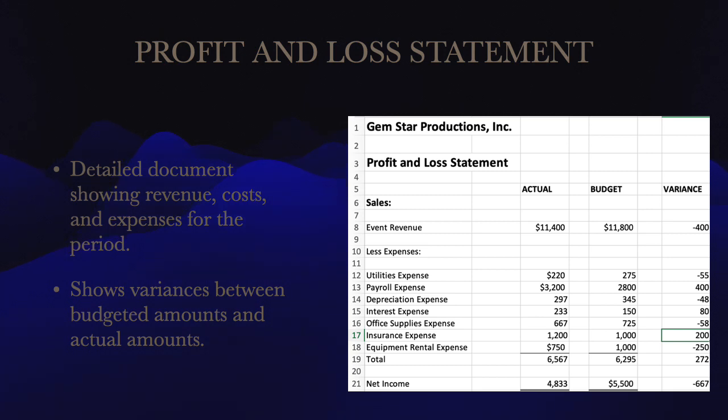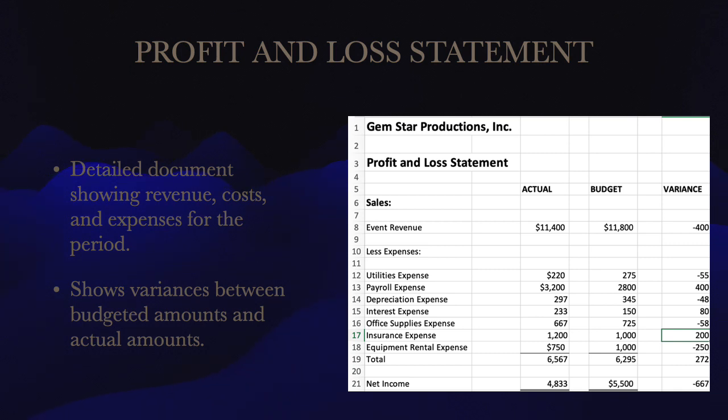Next, we have our payroll expense, or what we paid our employees for the event. Unfortunately, we needed to hire a few extra people to handle the amount of work we needed done, so we went over our budgeted amount of $2,800 by $400 and ended up spending a total of $3,200 for payroll. Next, we have our depreciation expense for our company vehicle. We had expected our vehicle's value to drop by $345 for the first month, but it only went down by $297, which saved us a total of $48 on our asset.